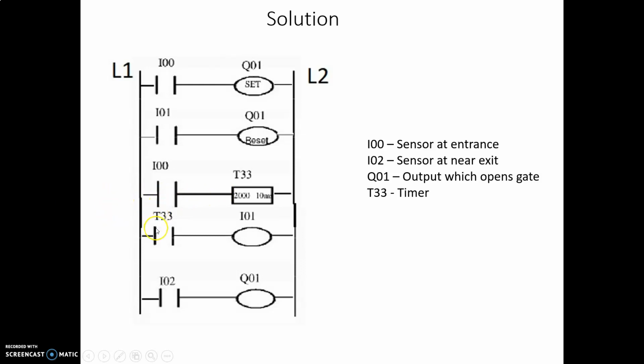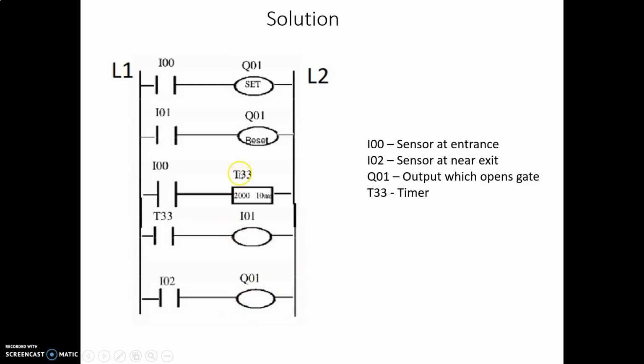Then if you look below here, this T33 open switch is being connected to this I01, right? I01 again is shown as an output here. Now if we go below, what we have shown here is again one input I02 being connected to the Q01 as an output here. So now let's start with the same part here.